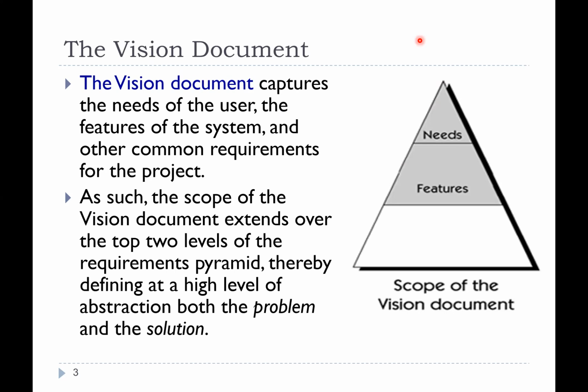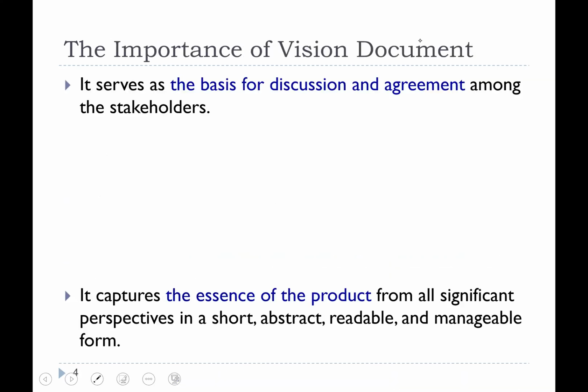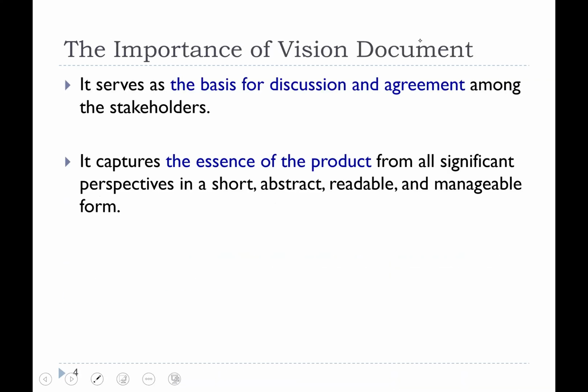Now, what we want to do is set that vision. We don't want somebody to have their vision set in a particular direction, and the people who are going to actually be doing the work have a misunderstanding of what the vision is and are looking in a completely different direction. So first of all, we have to agree on what we have as our vision for the software that we're going to be creating. It's going to capture the essence of the product from all significant perspectives in a short, abstract, readable and manageable form. The product of the vision document process is obviously the vision document, and it's not a really big document. It's just a few pages long.